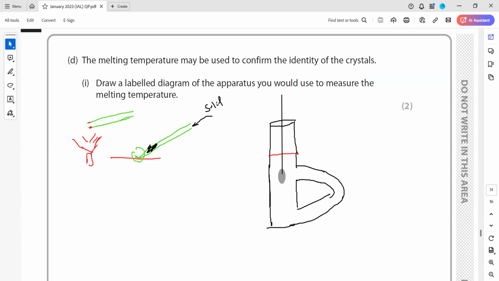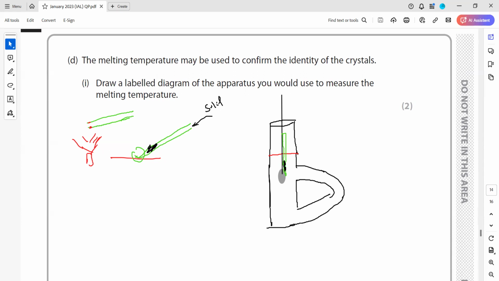And using a rubber band, we place the capillary tube, the one with one end closed, and stick it to the thermometer. There's a solid inside, which is visible. Then we supply the heat energy.